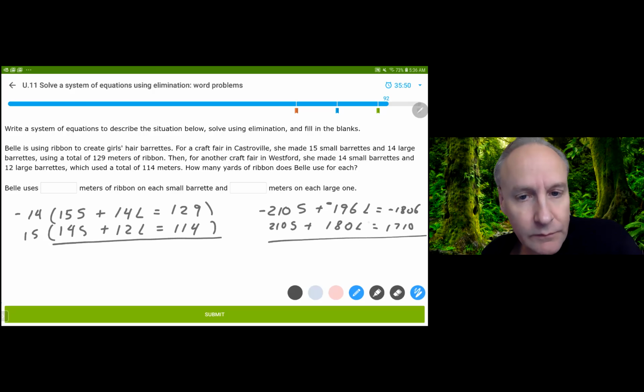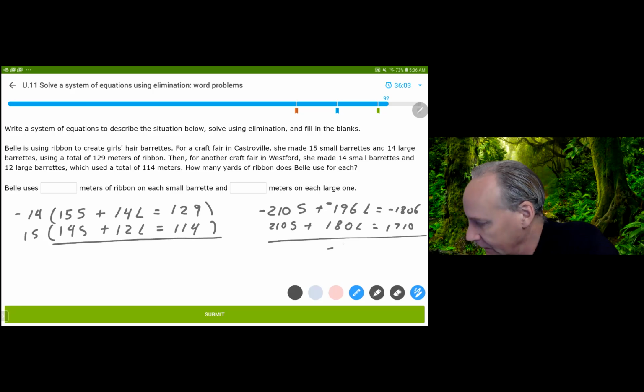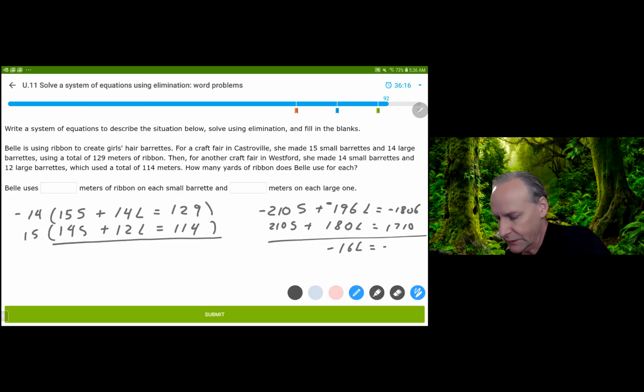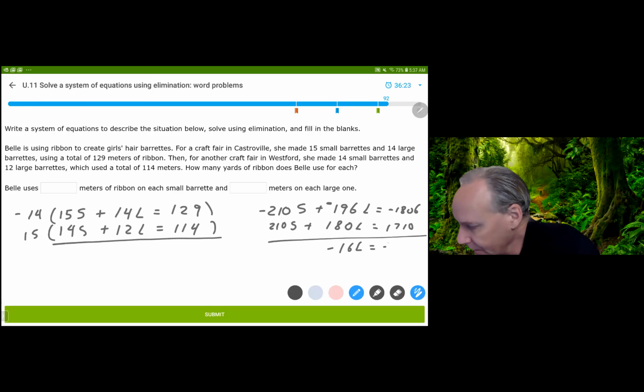And we're going to do some addition here. Oh, what did I do? I ended up multiplying the negative times the bigger one. Oops. Oh, well, doesn't matter. Negative 16L is equal to negative 196, I think. We'll go ahead and put it in: 1806 minus 1710. Yeah, 96. And of course, it's negative.